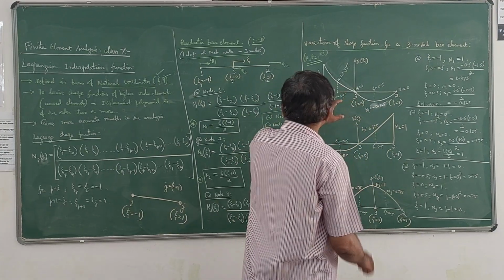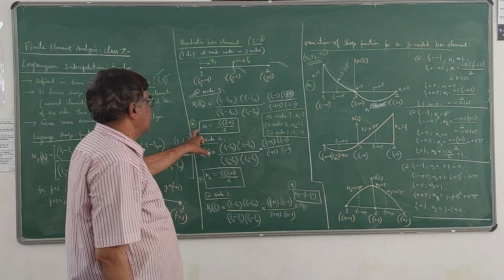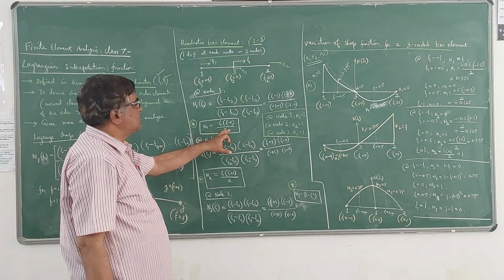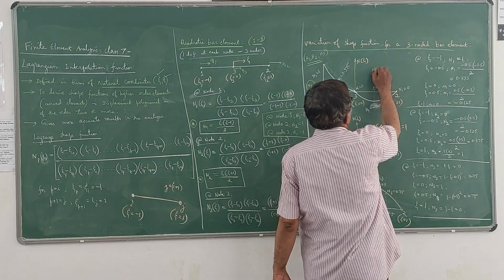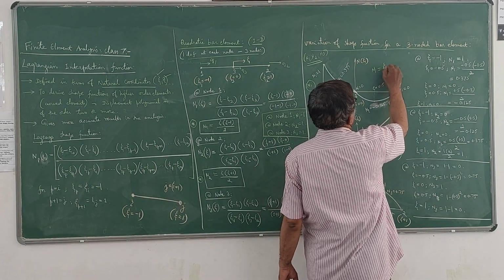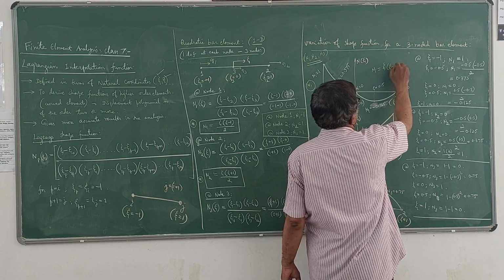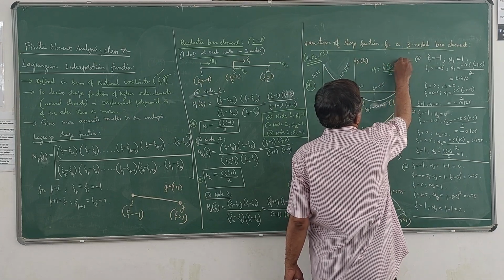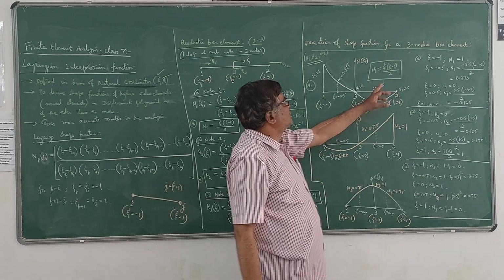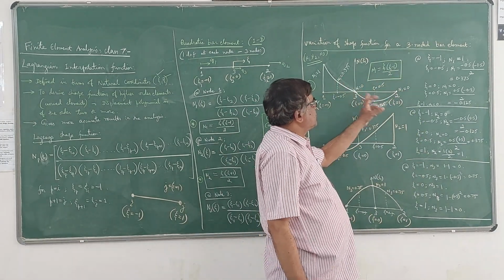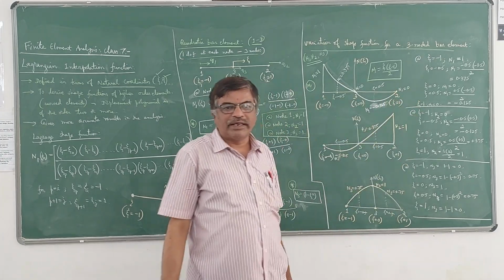And write down the expression for n1. So n1 is zeta into zeta minus 1 by 2. That value you know here. So that expression we have already derived: zeta into zeta minus 1 divided by 2. Now substitute the value of zeta at these points and get the value of n1.